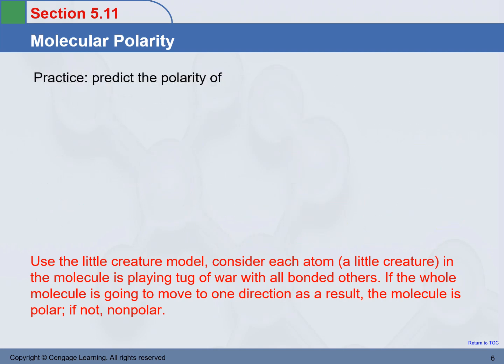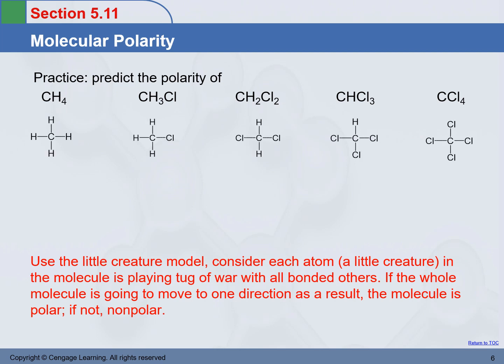All right, practice: predict the polarity of so many molecules. CH4, CH3Cl, CH2Cl2, well, all right. Remember the 3 steps: molecular geometry, bond polarity, then finally molecular polarity. I have all the Lewis structures written out for you. Again, I focused on the center atom. I ignored the lone pairs on the outside atoms. Not a big deal in this case. All right, these are the Lewis structures.